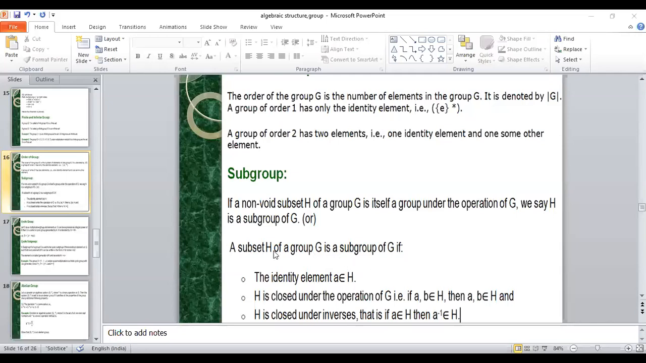If we say that H is a subgroup of G, the properties are: the identity element e belongs to H, and H is closed under the operation of G. That is, if a, b belong to H, then a·b belongs to H, and H is closed under inverses. That is, if a belongs to H, then a inverse also belongs to H. Okay.